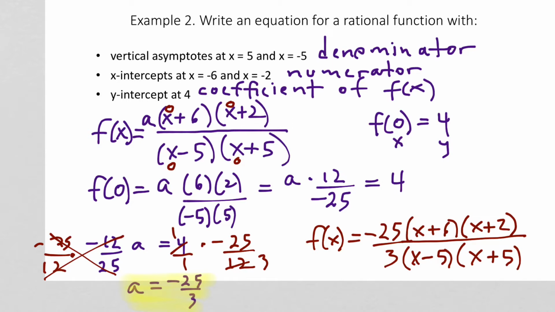All right, so now we've written it as an equation, and if you want to, you can distribute out those factors and then multiply everything by negative 25 over 3, but this is also an acceptable form. So this is our equation here. Let's go on to another example.